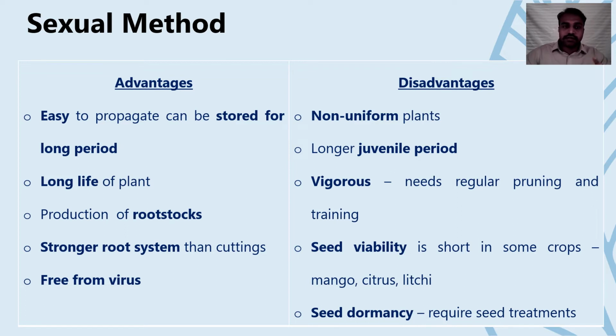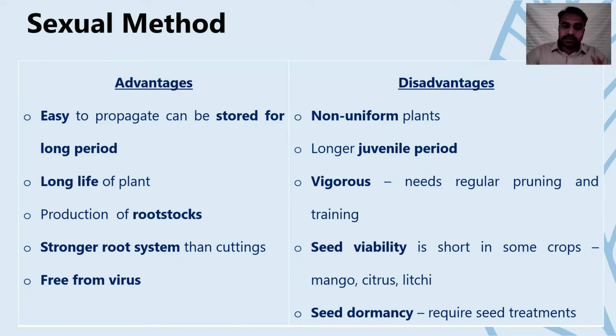And then another thing is the long life of the plant. When you compare with asexually propagated plants, these have a relatively long life, and this is because of the extended root system, the hardy nature of the plant, and also the vigorous growth. And another thing is this is the only method by which you can produce rootstocks.